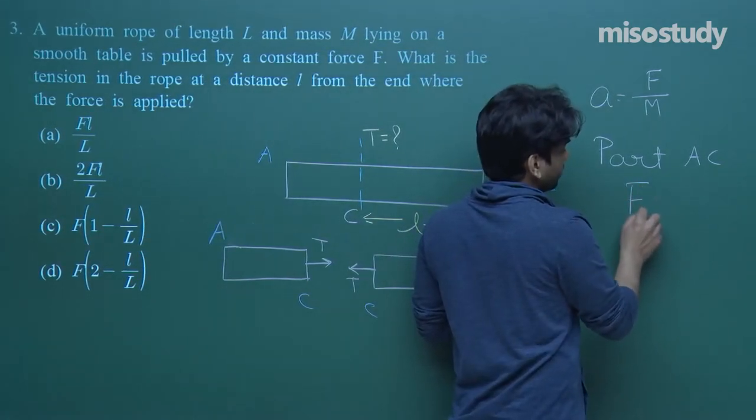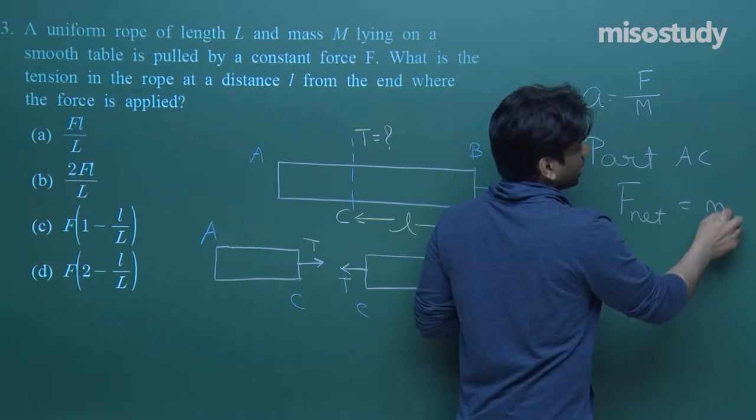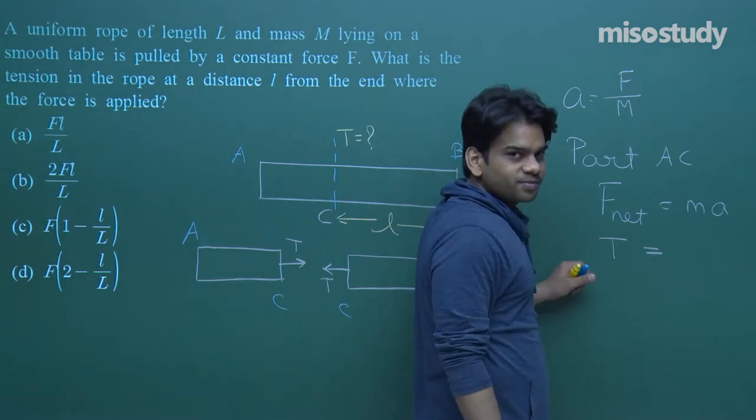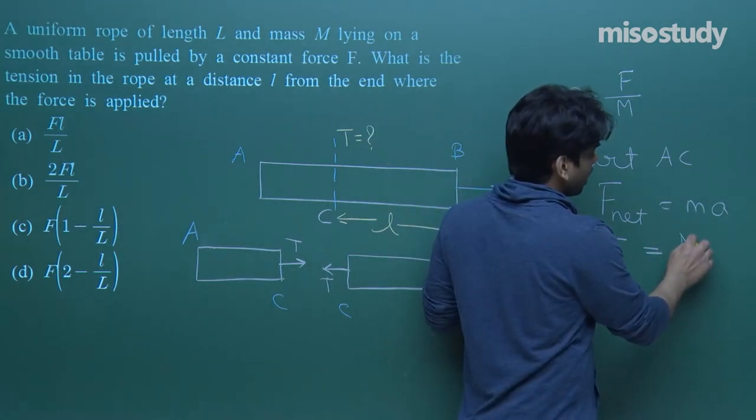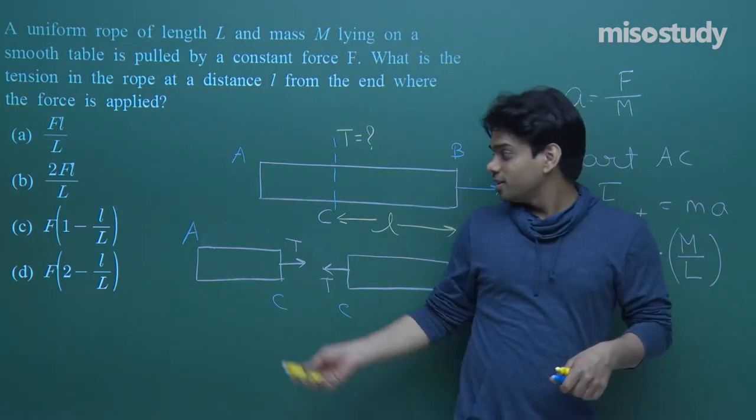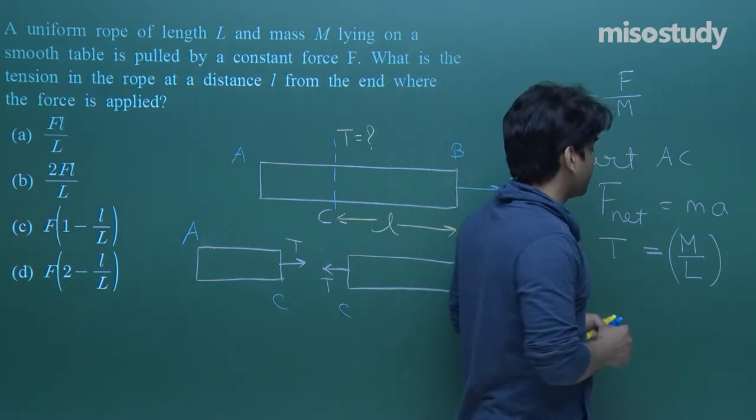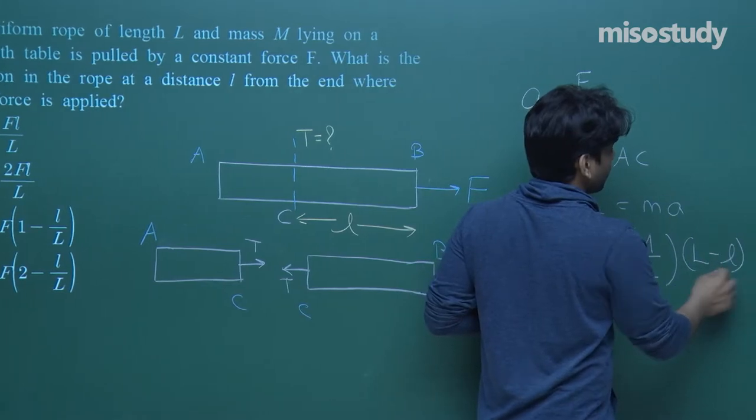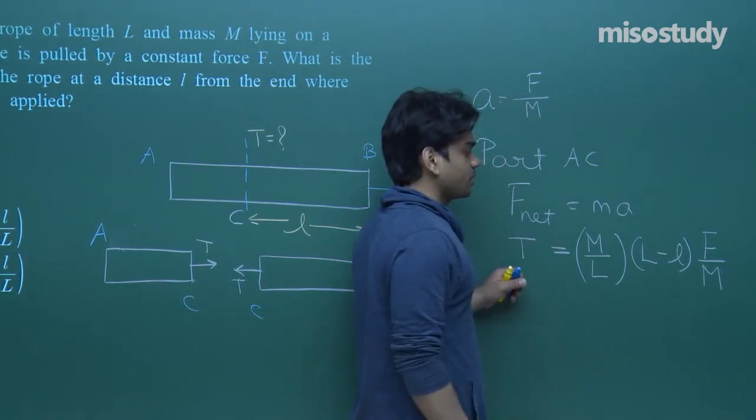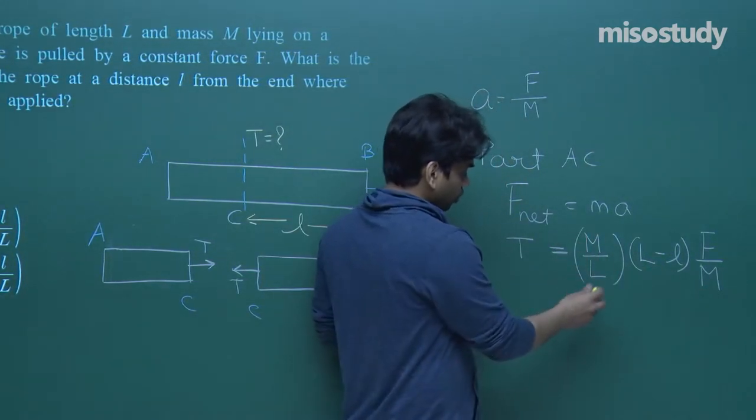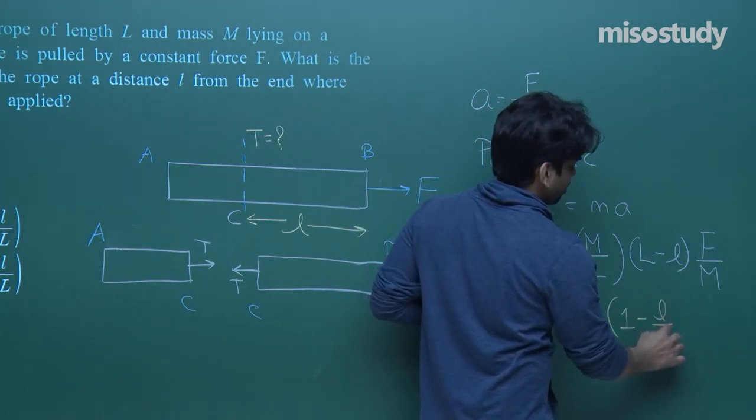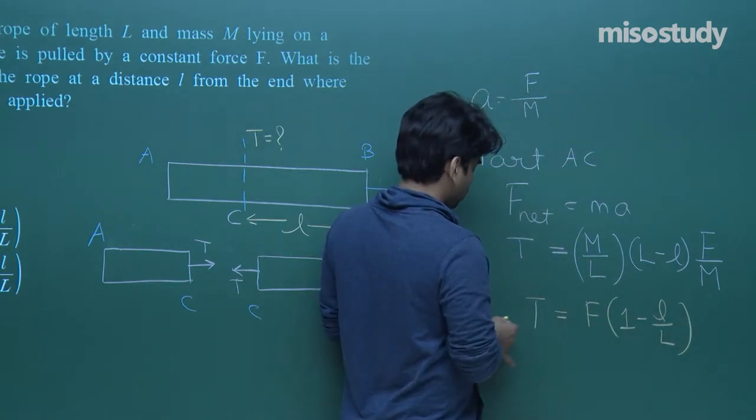We know that F net is equal to its own mass into acceleration. Now, net force is actually tension T acting along the right hand side direction. Its mass will be total mass per unit length multiplied with the length of the part AC, that is capital L minus small l, multiplied with acceleration, that is F by capital M. You can see here M and M will cancel out. You will obtain F times (1 minus l by capital L). This is the value of tension.